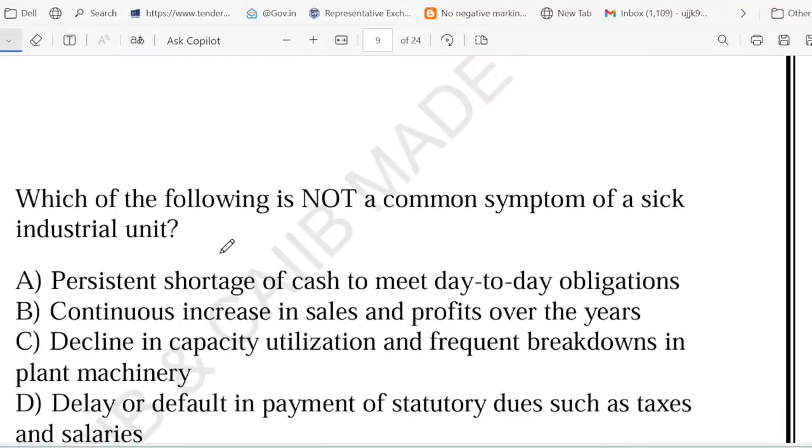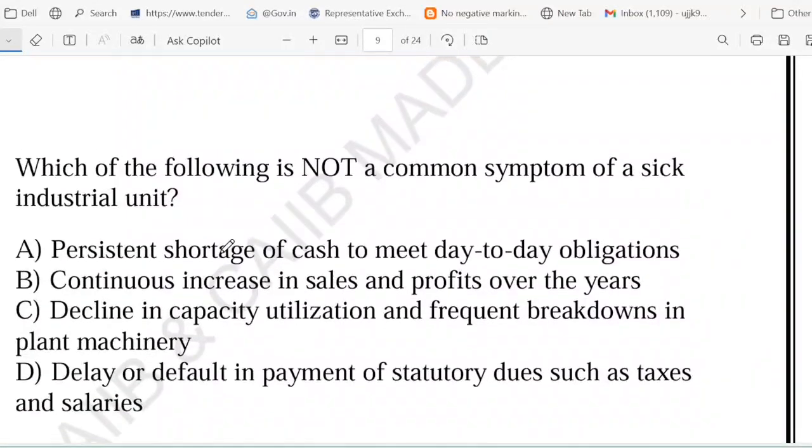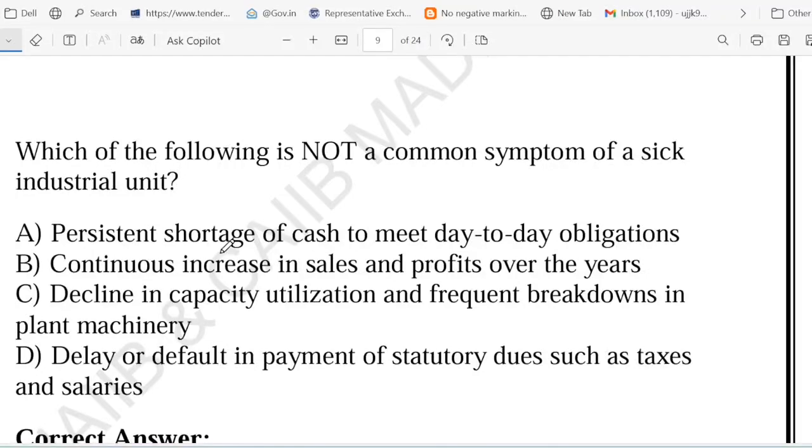Okay. Now, which of the following is not a common symptom of a sick industrial unit? Very good question. This question is asked every time. The question pattern only changes, but you should know the meaning of a sick industrial unit. So here, not a common symptom is being asked. Right. Options are in front of your screen. Option A, persistent shortage of cash to meet day-to-day obligations. Option B, continuous increase in sales and profit over the years. Option C, decline in capacity utilization and frequent breakdown in the plant and machinery. Option D, delay or default in payment of statutory dues such as taxes and salary.